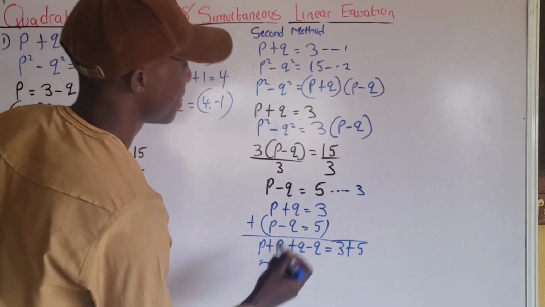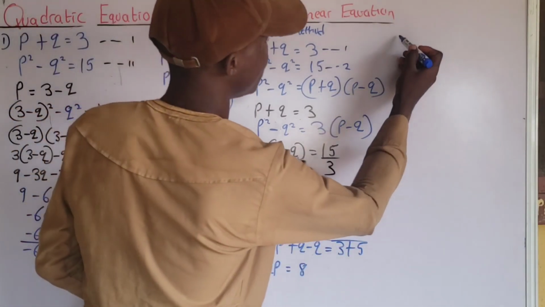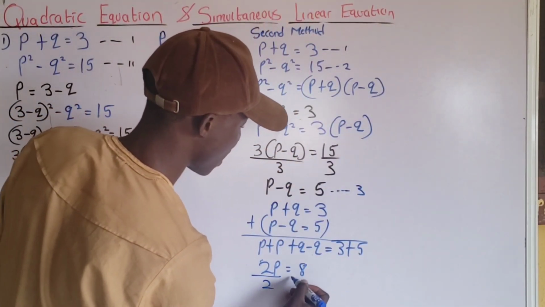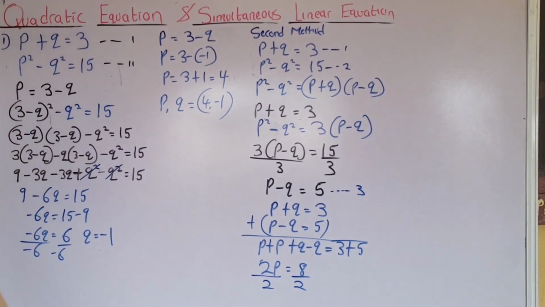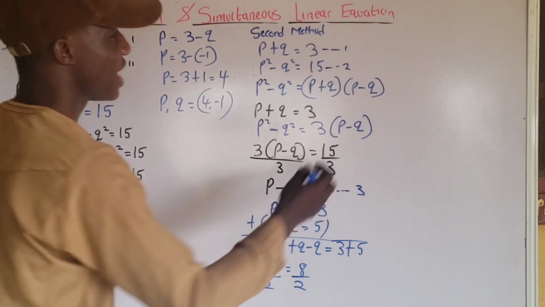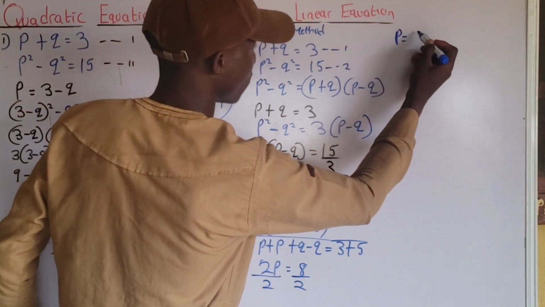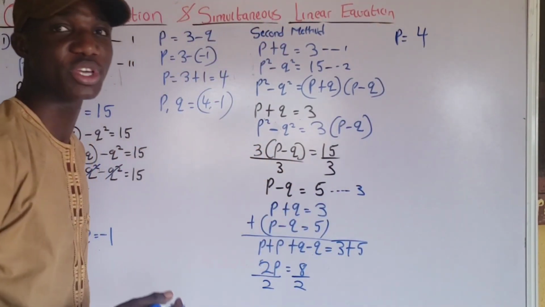So here, 2p is equal to 8. Divide both sides by 2. This over 2 and this over 2. Do you understand what I'm doing? If you didn't understand, kindly listen to the explanation again. So divide both sides by 2. Here, I am going to have p is equal to 4, because 8 divided by 2 will give us 4.